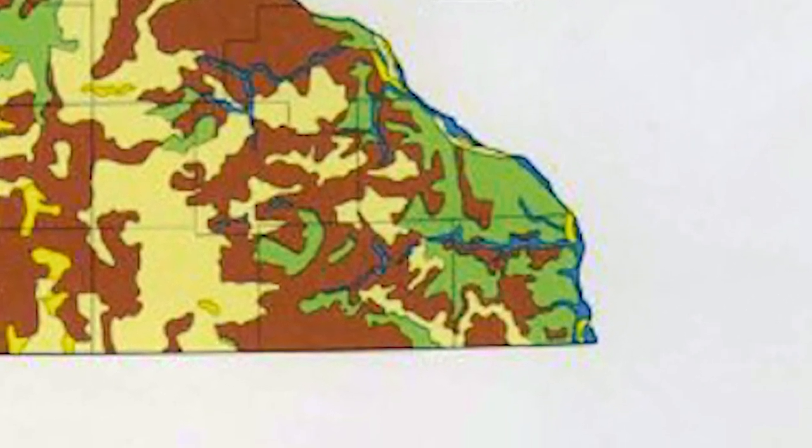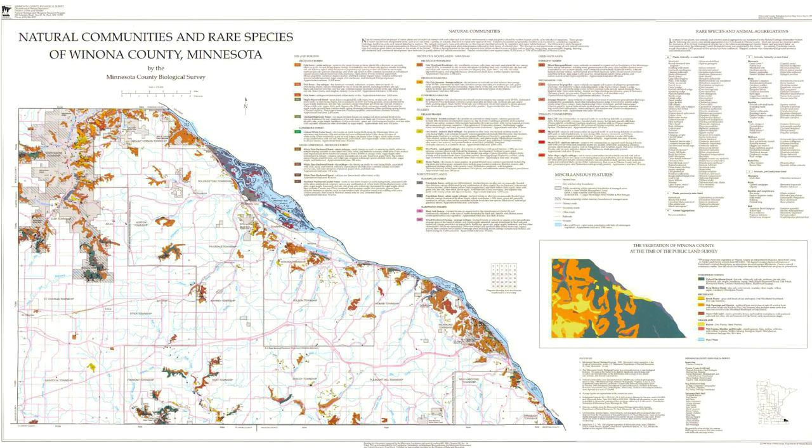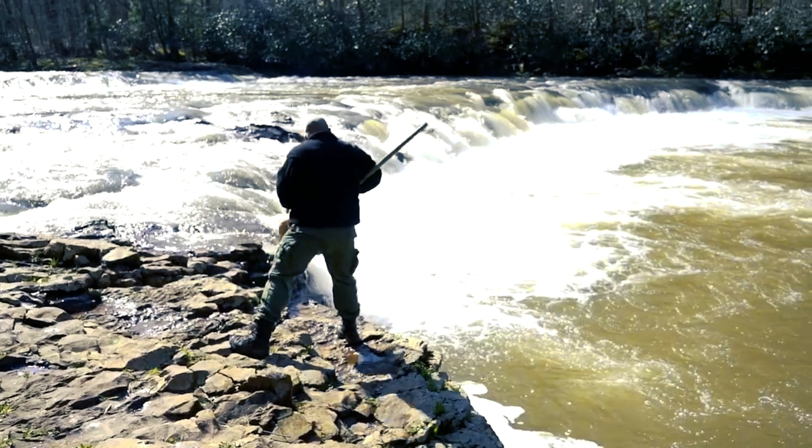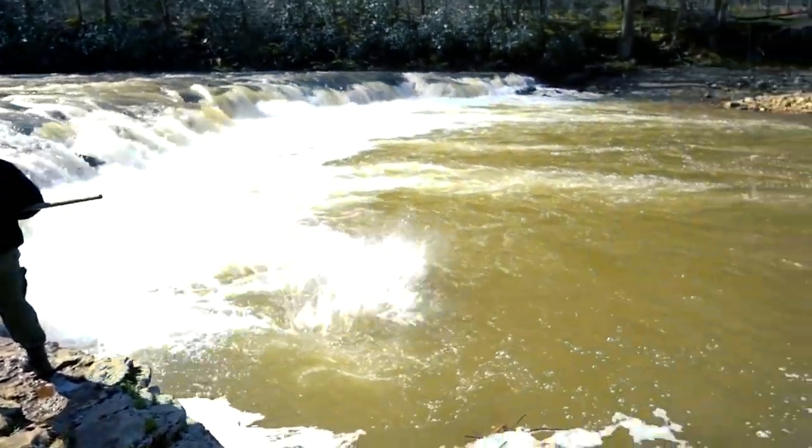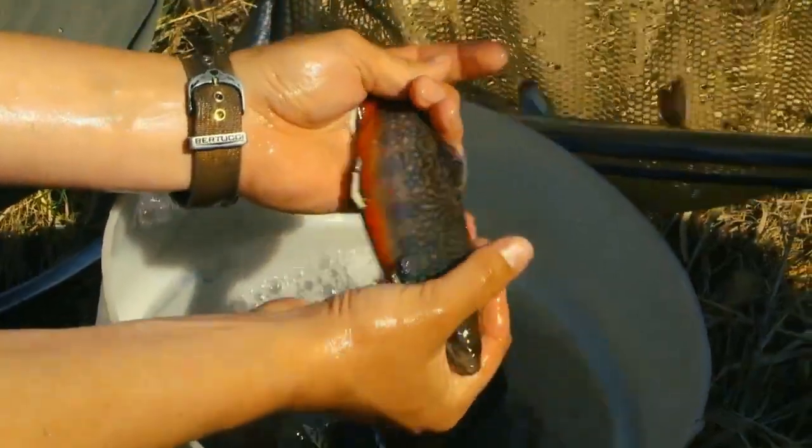Homing in on Winona County, Minnesota, County Biological Surveys identified natural communities. All the areas colored in serve as a good proxy for the area's remaining native, natural communities. Introduction of non-native trout like browns were the first attempts at reviving the past. Strains of brook trout soon followed.